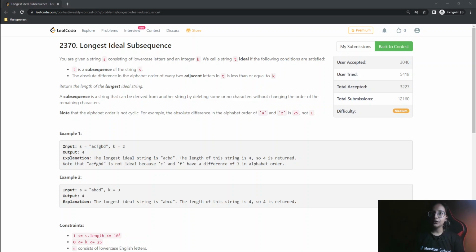Now it's the turn of the second question. Basically this is not the second, this is the fourth question of the contest. But let us start with this question. In this question, basically, this question is of DP.